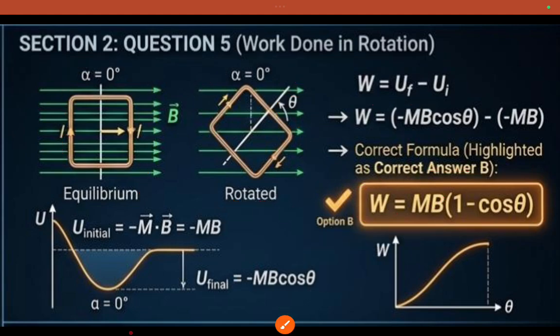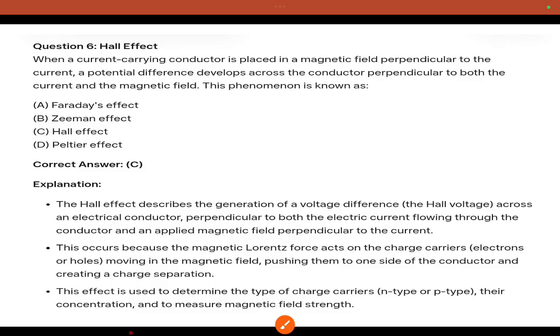Question number 6, Hall effect. When a current carrying conductor is placed in a magnetic field perpendicular to the current, a potential difference develops across the conductor, perpendicular to both the current and the magnetic field. This phenomenon is called the Hall effect.